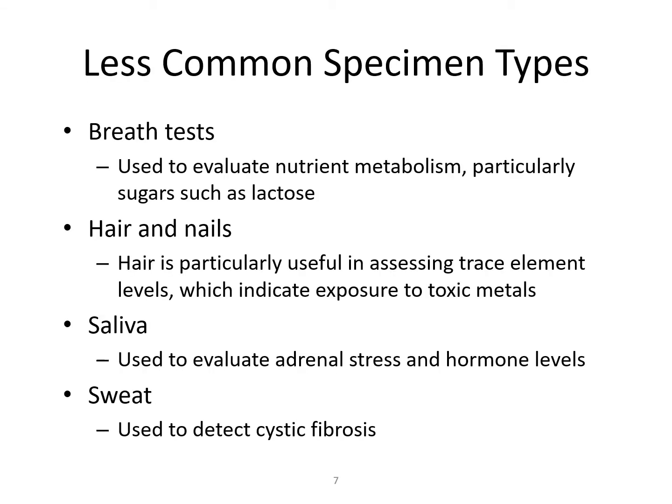Less common specimen types, so we'll refer to these occasionally. You have things like breath tests. These are used to evaluate nutrient metabolism, especially sugars such as lactose. So we're going to look at the cellular breakdown of those products, or the excretion then of hydrogen ions is typically what we're measuring in breath. Looking at hair and nails. Again, hair is particularly useful in assessing trace element levels, so looking at exposure to toxic metals. Saliva can be used to evaluate adrenal stress and hormone levels, so things like cortisol. And sweat can be used to detect cystic fibrosis.